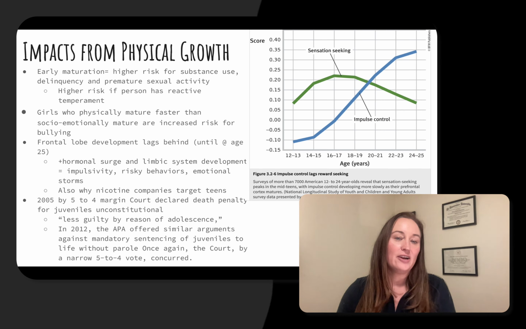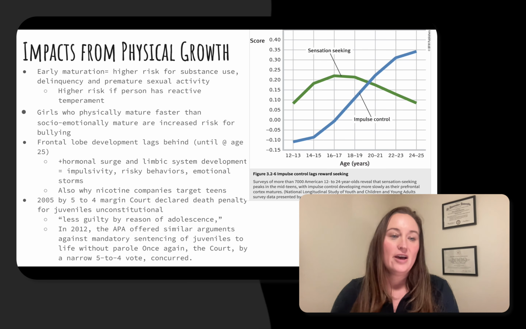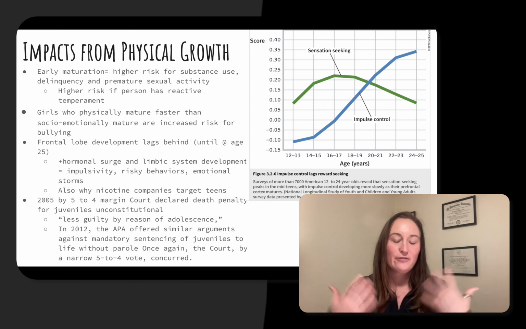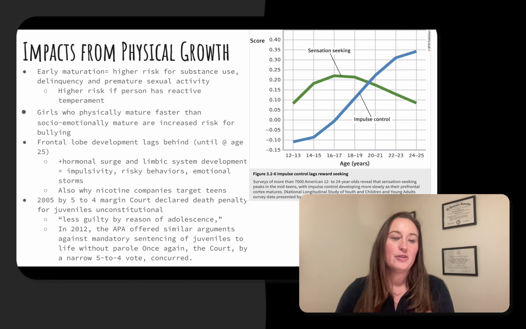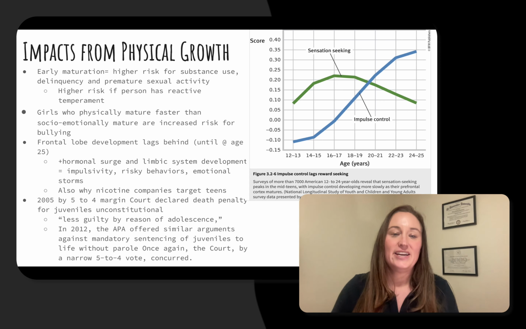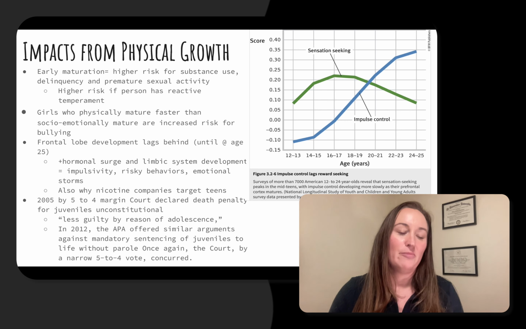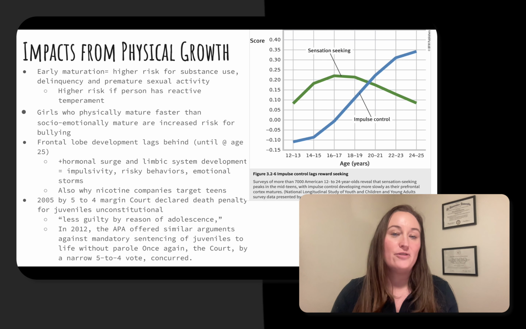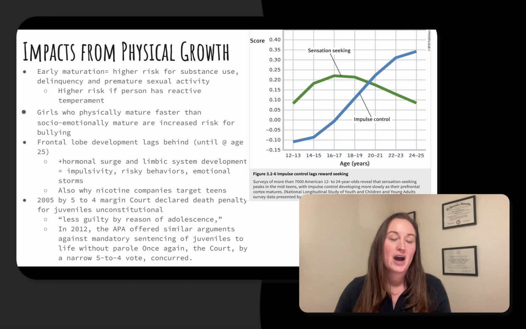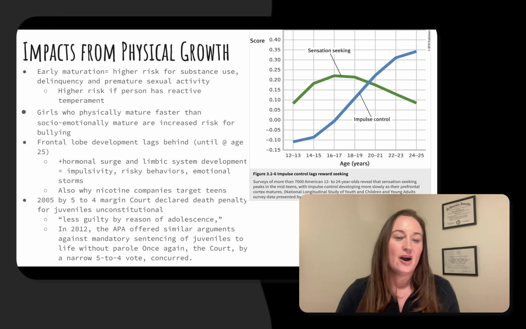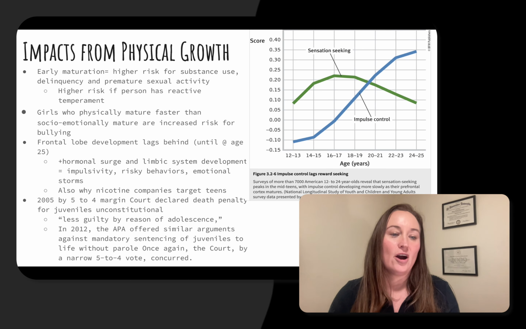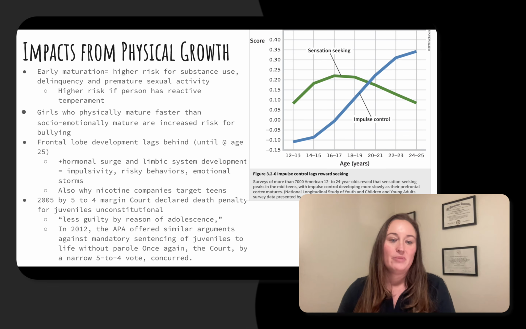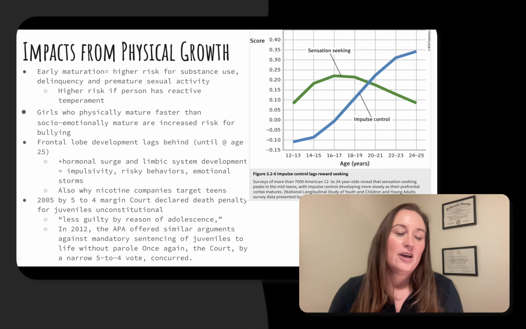So speaking of that early development, those that tend to have early maturation, meaning puberty hits sooner, they're actually at higher risk for substance use, delinquency, and premature sexual activity. And this is generally because their physical body has developed, but their social emotional is developing at a normal pace, and it's just not on the same timeline as their physical development. And this risk actually is greater for those that have that higher reactivity temperament. Girls who physically mature faster are at increased risk for bullying because of all of those things I just mentioned.